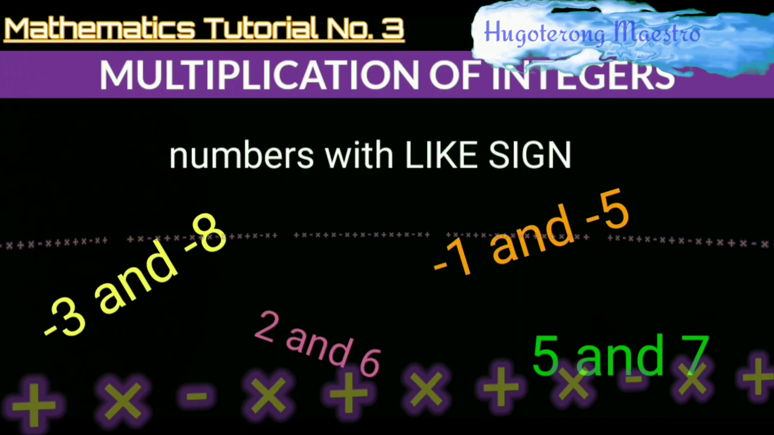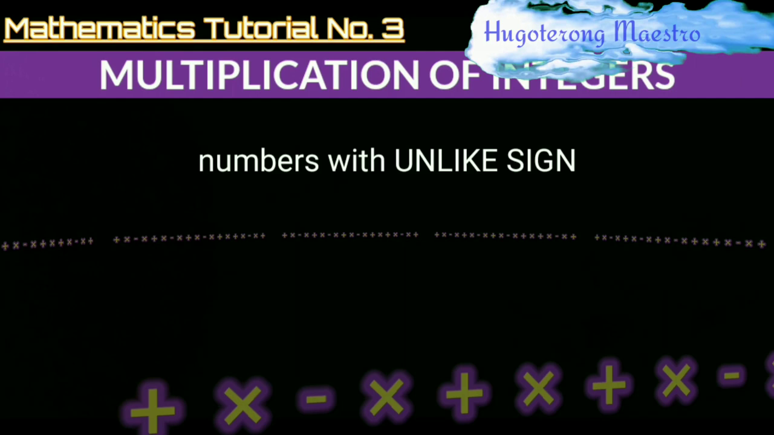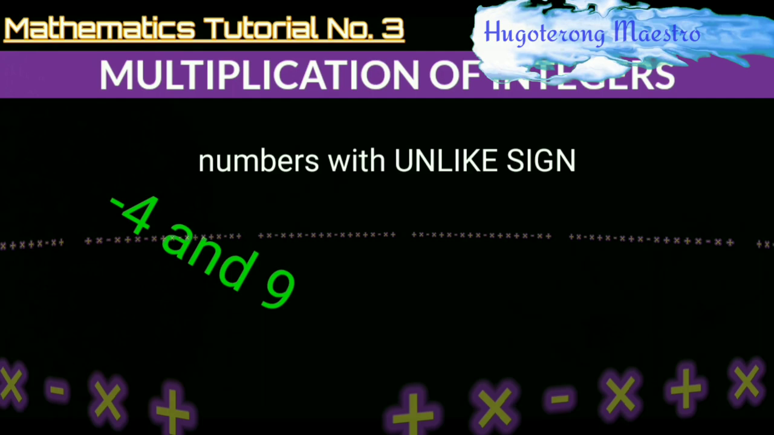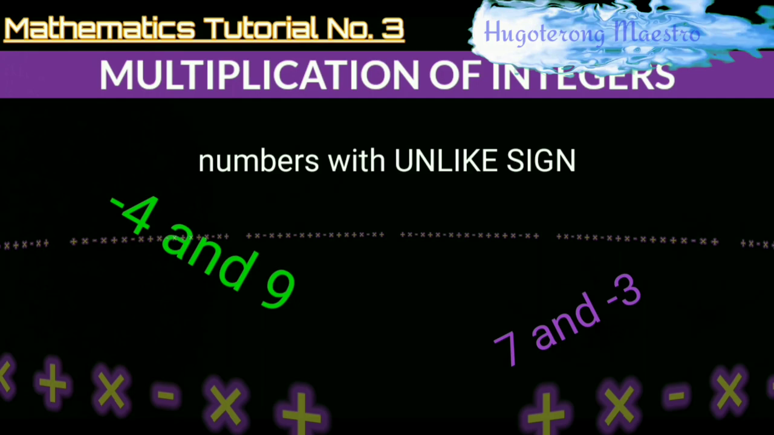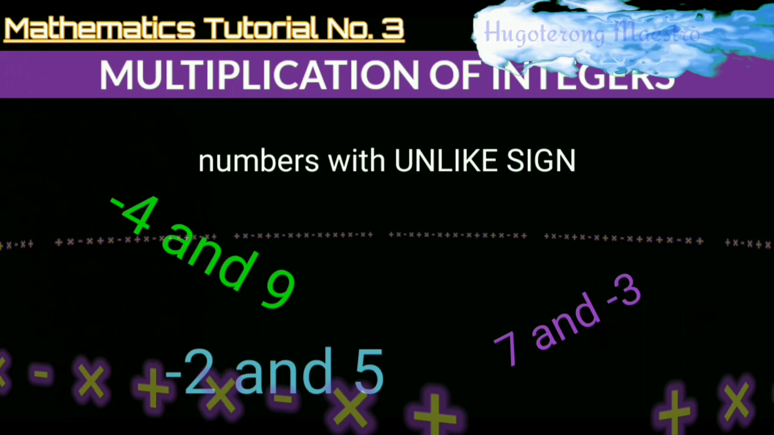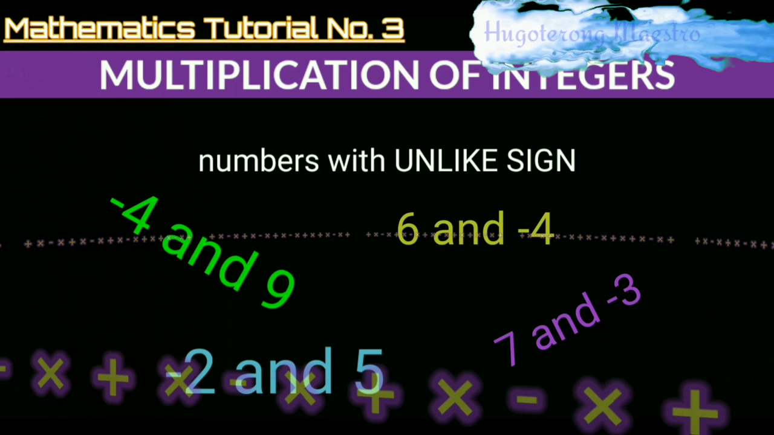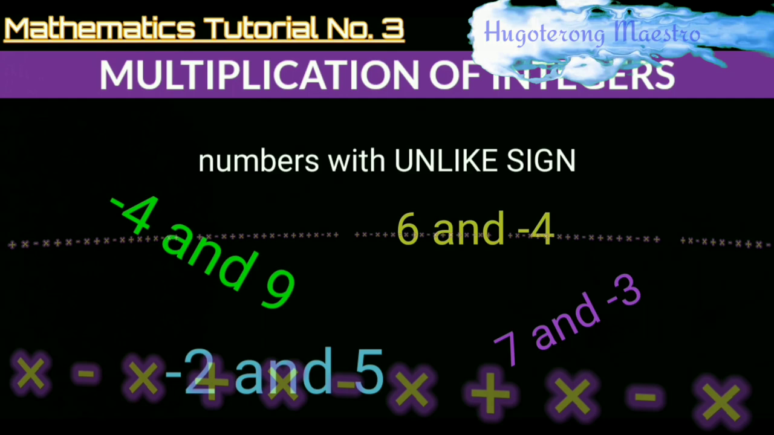Ngayon, alamin naman natin kung ano ang ibig sabihin ng numbers with unlike sign. Ang numbers with unlike sign, ito yung mga numero na imumultiply natin na hindi parehas ang sign. Halimbawa, negative 4 and positive 9. Positive 7 and negative 3. Negative 2 and positive 5. Positive 6 and negative 4. As we can see from our examples, ang bawat pares ng numero ay hindi parehas ang sign. Ang isa ay negative at ang isa naman ay positive.